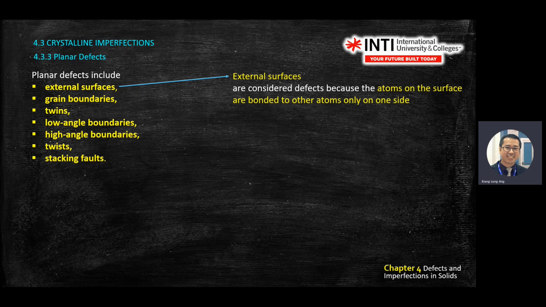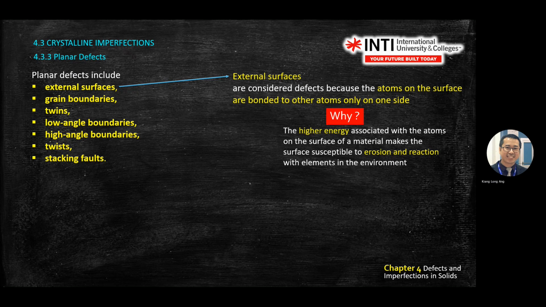So external surface, plane defects. How can plane defects happen? So you imagine the external surfaces. It's like when you break the surface, right? There's an atom that was connected to another side of the component, so you will form an external surface.